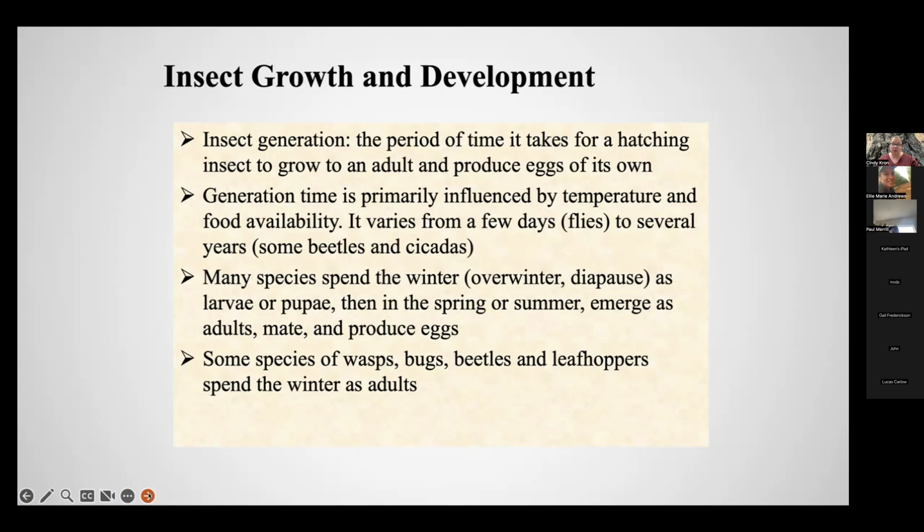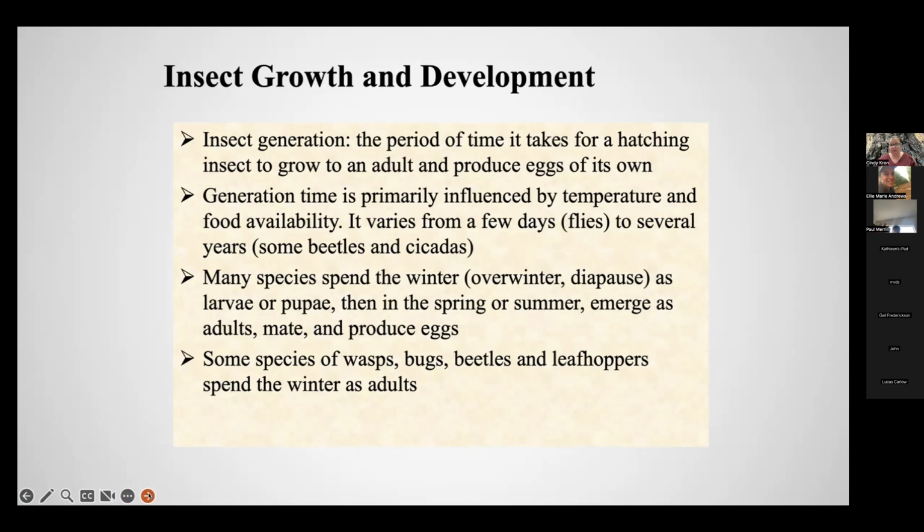Many species spend the winter, which means that they overwinter or they diapause, as larvae or pupa. In the spring or summer, they emerge as adults, mate and reproduce, and then produce eggs. Some insects overwinter as eggs, some insects overwinter as larvae, some overwinter as adults. But in general, usually it is the larva or the pupa that overwinter. Some species of wasps, bugs, beetles, and leafhoppers spend the winter as adults, which I had just mentioned.